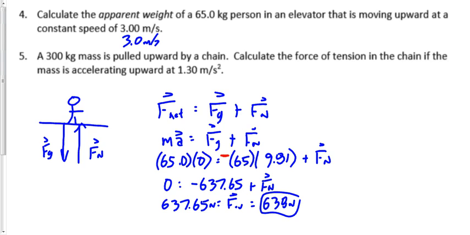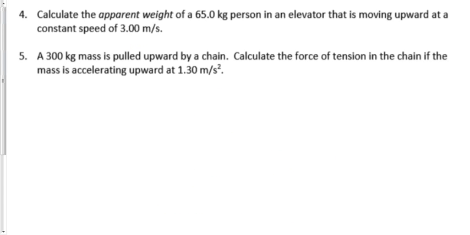Okay, number 5. Number 5 says a 300 kilogram mass is pulled upward by a chain. What's the force of tension in the chain if the mass is accelerating upward at 1.3? This doesn't have to be any harder than an elevator problem. In fact, it's exactly the same thing. There is a tension force acting up. We could call that the normal force if we want. Okay, tension acting up. We've got a force of gravity acting down. Is gravity bigger or smaller than the tension force, or the normal force, if that's what you want to call it? Smaller. How come? Yeah, if it accelerates upward, the upward force has to be bigger.